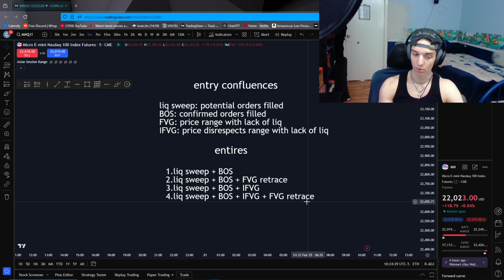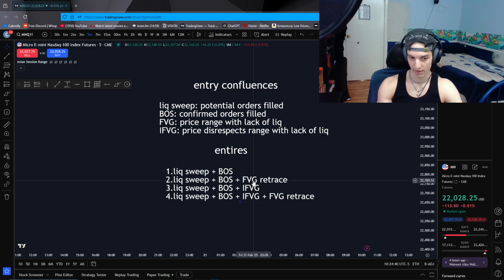And these are all in order, so this is the order you guys are going to be looking for. It's not just randomly put there. So first is the liquidity sweep, then the break of structure, then fair value gap retracement, so on and so forth.